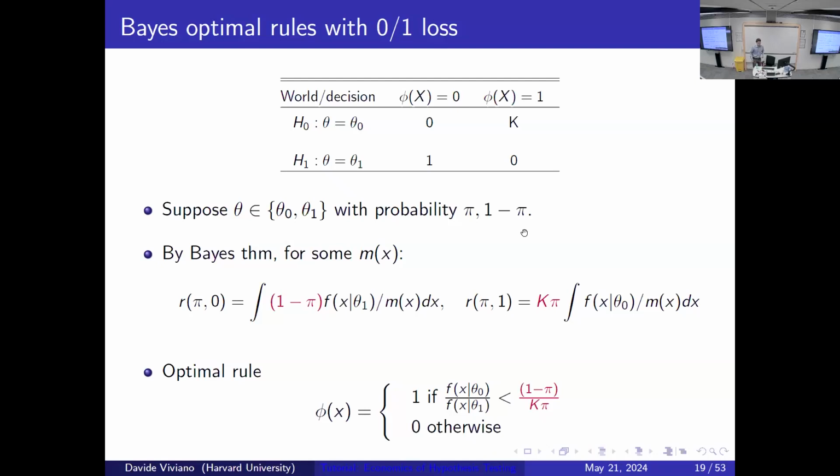So the optimal rule in this framework, again, it's going to look at this ratio between the likelihoods, and then it's going to compare this ratio to this 1 minus pi over kappa times pi. So now this threshold is going to be governed by the choice of the prior itself. So this is another way that you can think about making decisions in this binary world.